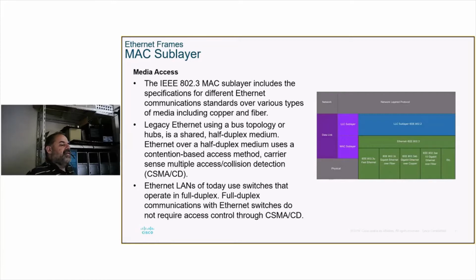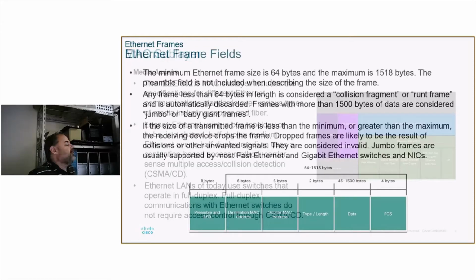Legacy Ethernet using a bus topology or hub is a shared half-duplex medium. Ethernet over a half-duplex medium uses a contention-based method, or CSMA/CD, which we spoke about last chapter. Ethernet LANs of today use switches that operate in full duplex. Full duplex communications with Ethernet switches do not require access control through CSMA/CD. So thankfully, it's irrelevant now.